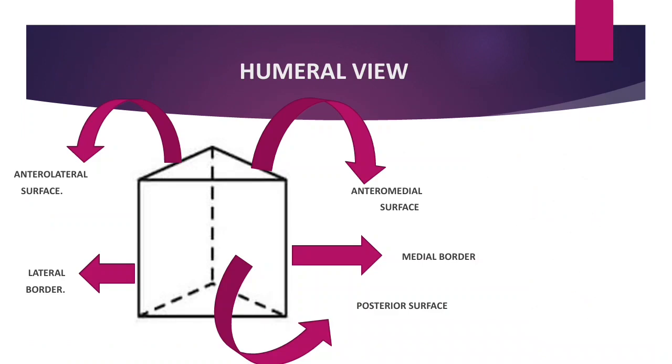Before learning all the features of humerus, we should have a clear idea on humeral view. We can appreciate here the diagram shows the posterior aspect of humerus. There are anterolateral surface, anteromedial surface and posterior surface. The vertical dotted line shows the anterior border, and on the left there is lateral border and on the right there is medial border. This shows the humeral view.